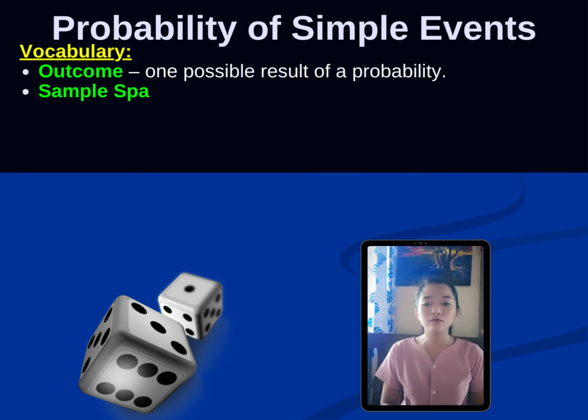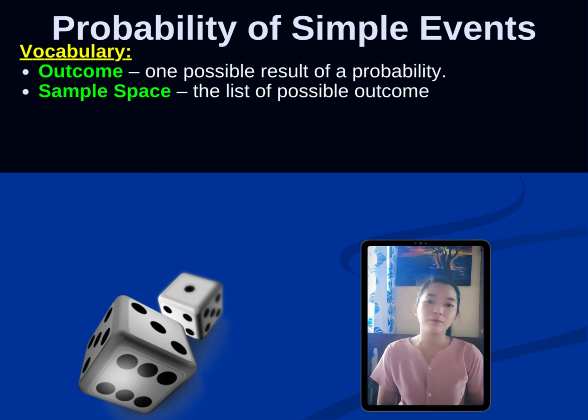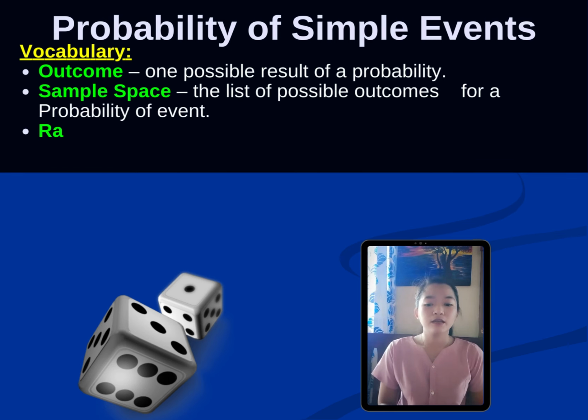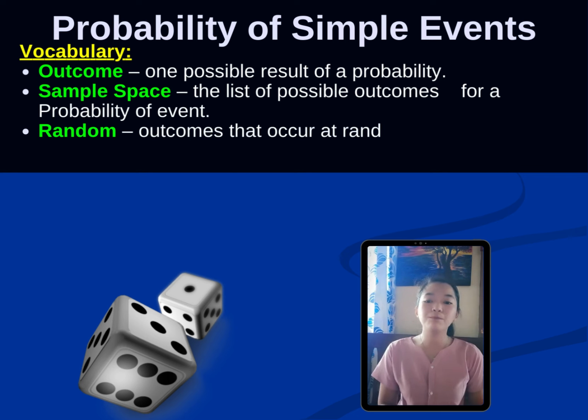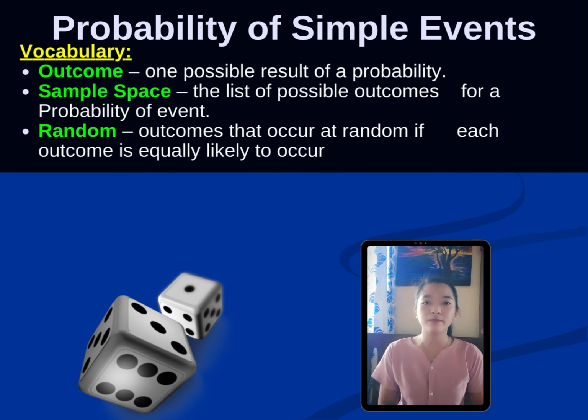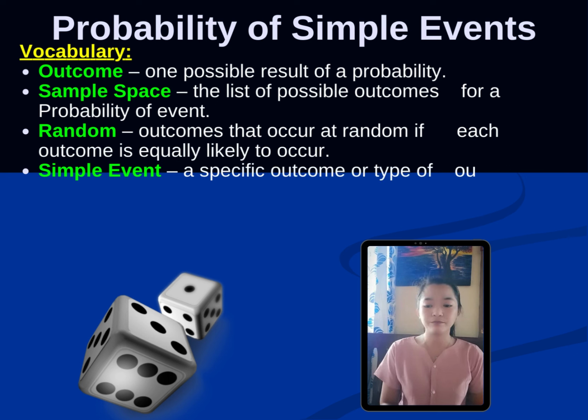First is the outcome. It refers to one possible result of a probability. Next, sample space. Sample space is the list of possible outcomes for a probability of event. And the third is random. It refers to outcomes that occur at random if each outcome is equally likely to occur.